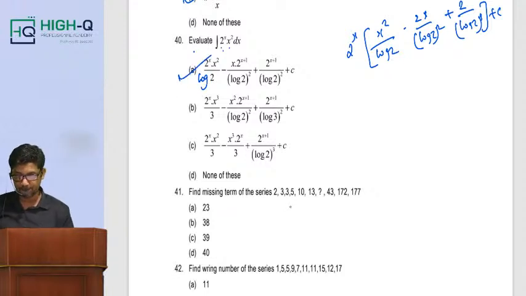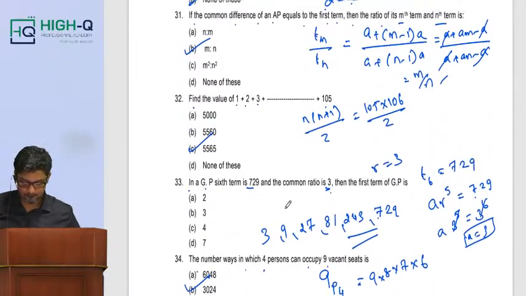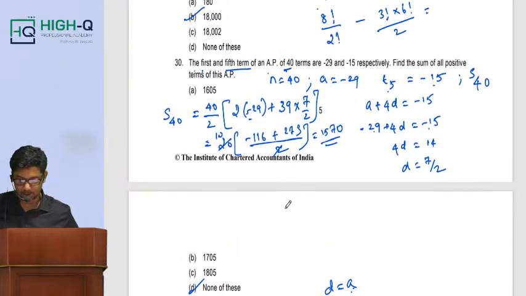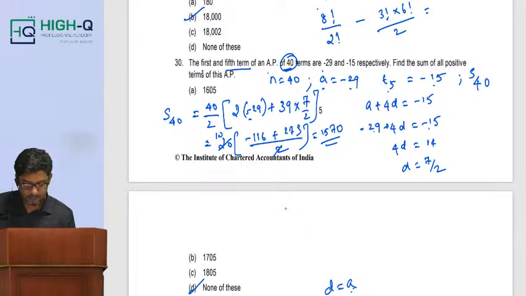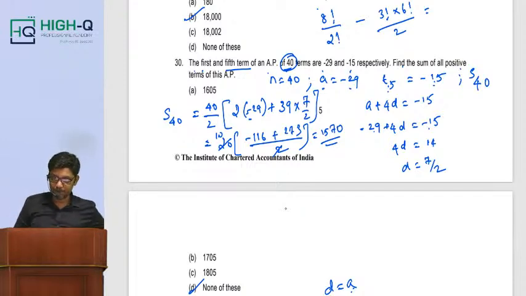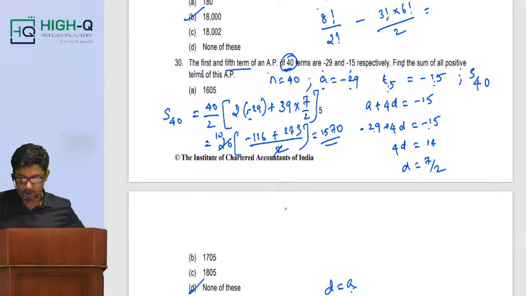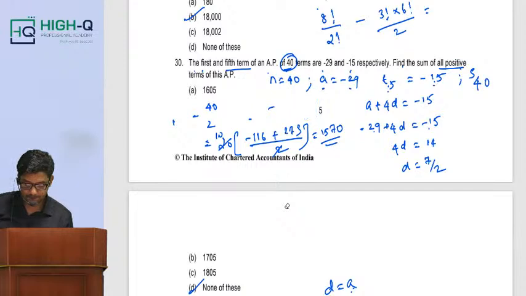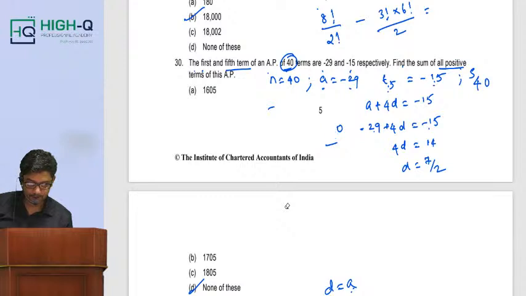Okay, option A. See, Om Patel was saying it is 1705. He is asking me to recheck again. Can anyone recheck and tell me, my dear? There are 40 terms and A is equal to minus 29, that is the first term, and the fifth term is minus 15. Find the sum of all positive terms of this AP. Sorry, it's my mistake. They ask you to find out the sum of all positive terms.